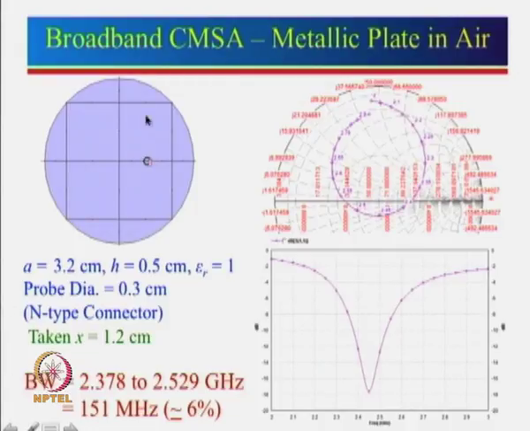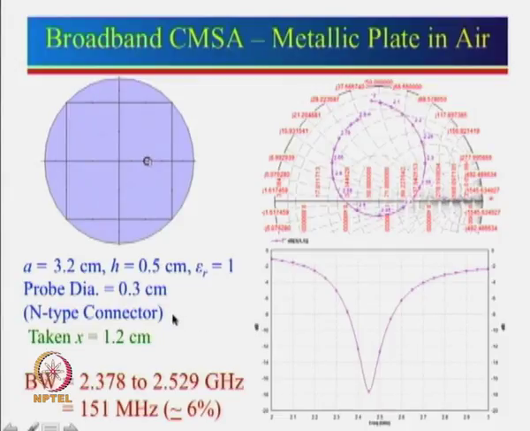The radius of the circle was taken as 3.2 centimeter, H was 0.5 centimeter, epsilon r 1. We had taken a slightly higher thickness and epsilon r 1, both of these yield a broader bandwidth. A probe diameter was taken as 0.3, which is nothing but an N type connector.